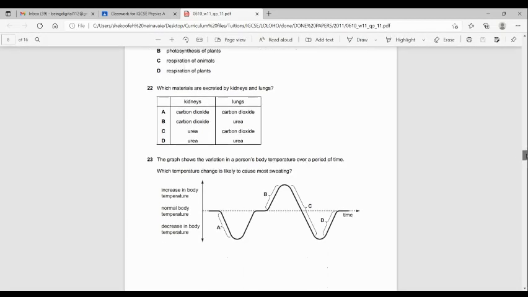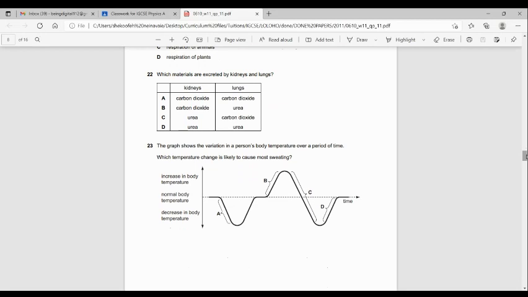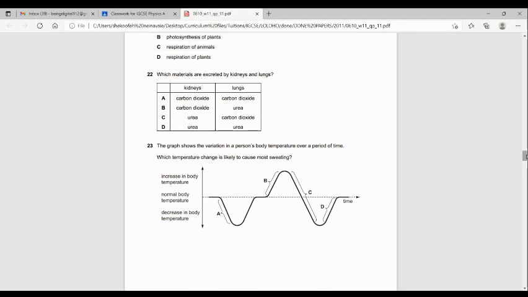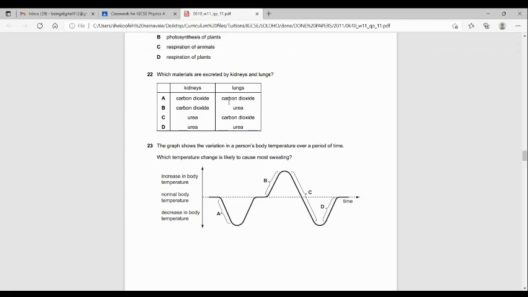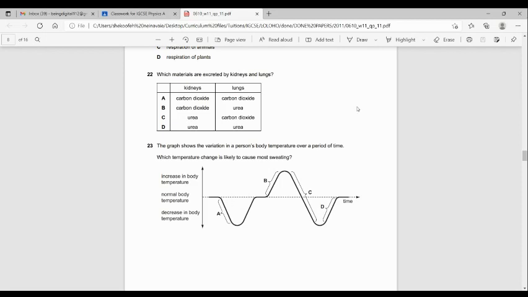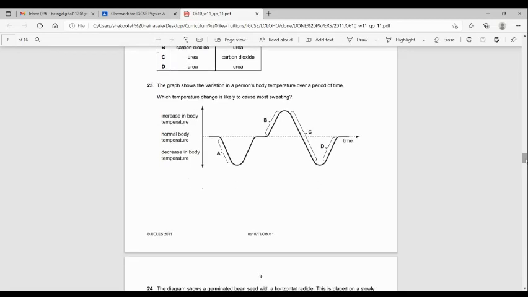Question number 22, which materials are excreted by the kidneys and the lungs? By the kidneys, we have urea. That's the most important job of the kidney, to get rid of the urea. They change urea into urine and then excrete it. In the lungs, carbon dioxide is excreted and diffused out. So answer is C.